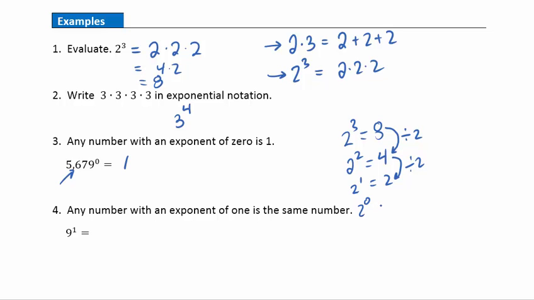So you can see why 2 to the 0 power, if we divide by 2 again, is going to give us just 1. And that will work regardless of whatever base we have, this same pattern. So that's how we end up with anything to the 0 power being equal to 1. Okay, example 4. Any number with an exponent of 1 is the same number. And so 9 to the 1st power is just going to give us 9, just as we saw up here that 2 to the 1st power was just 2.